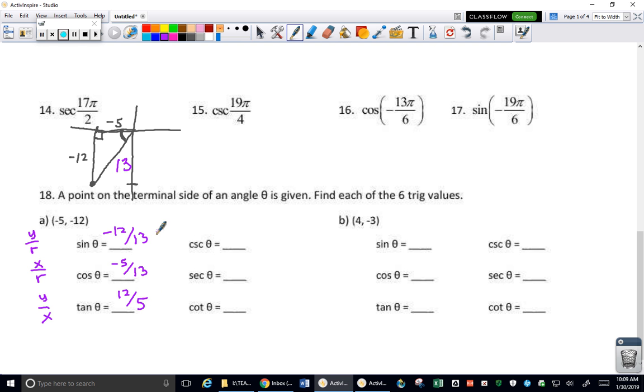Okay, cosecant is the reciprocal of the sine, so r over y, -13/12. Secant is the reciprocal of the cosine, so r over x, -13/5. And cotangent is the reciprocal of the tangent, x over y, which is 5/12.